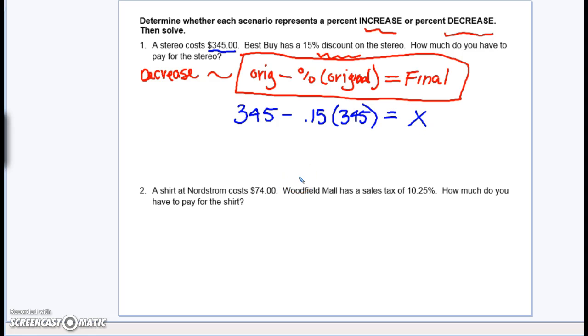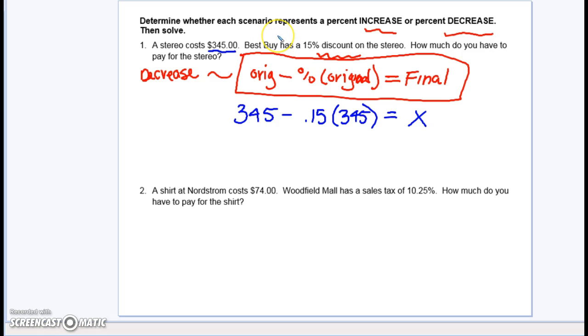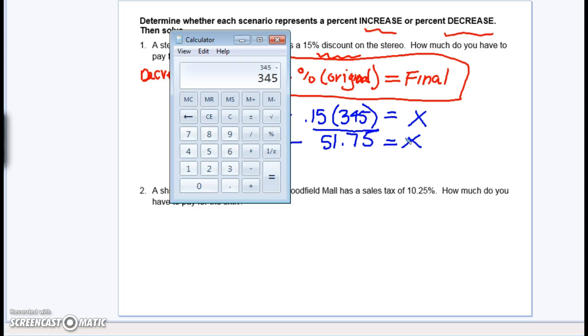Okay? So if I were you, I would pull up your calculator, and we're going to do that multiplication first. Remember, you've got to follow that order of operations. So 51.75 is what I get here. So think about what's the significance of that number? I did that first. 51.75 is how much money I get to take off of that stereo because it's 15% off. So that's why I'm going to do the original amount minus that discount, and that's going to tell me how much this costs. So again, I'm going to pull up my calculator. I'm going to do 345 minus 51.75. How much do I have to spend on this?